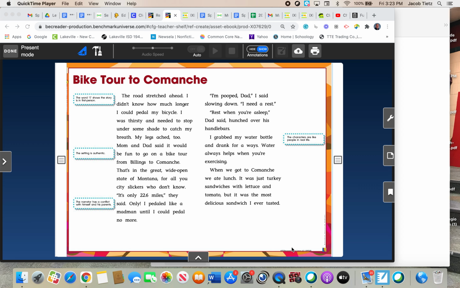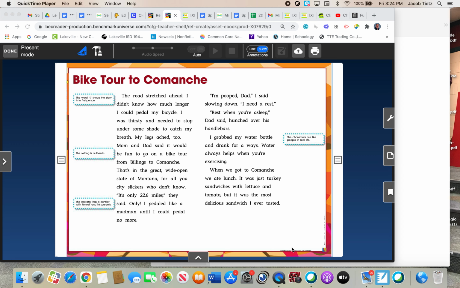So, what I'm going to do today is I'm going to be reading a story called Bike Tour to Comanche, and I will be going over with you the different characteristics of realistic fiction, and then you will be assigned a story to read yourself that you will then also talk about the characteristics of realistic fiction as well. So let's get started here. This story is called Bike Tour to Comanche. And again, be paying attention as I'm reading for the different characteristics of realistic fiction.